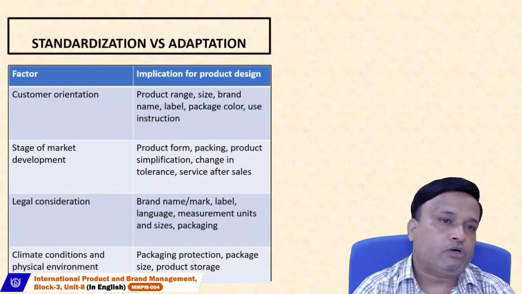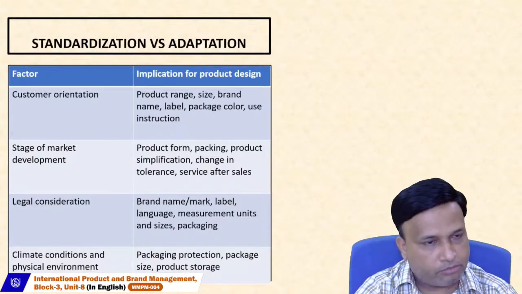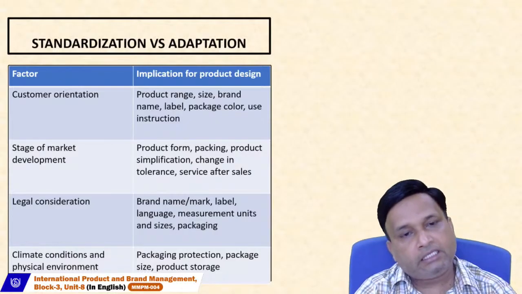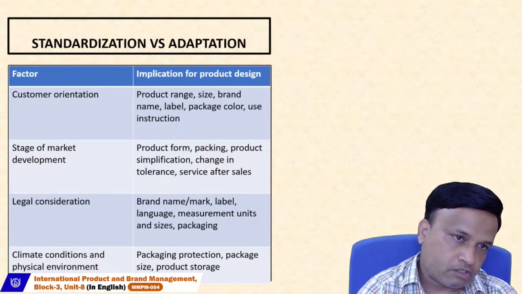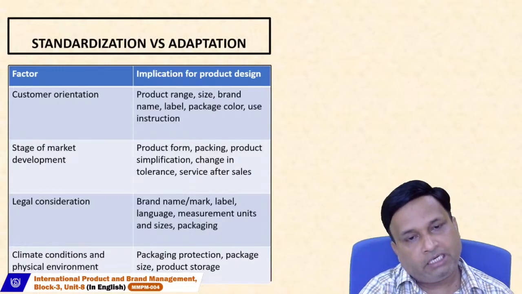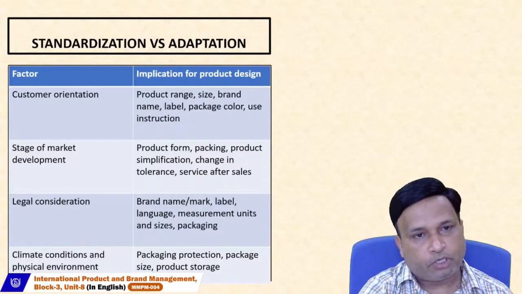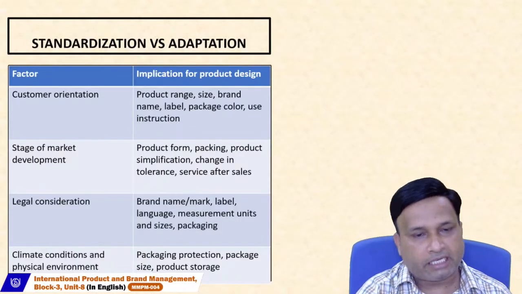So we talk about the factors you take into consideration when you are going for standardization or adaptation. The first factor is customer orientation. If the customers are not educated and you launch high-end, high-technology products, then the product will not survive in the market.